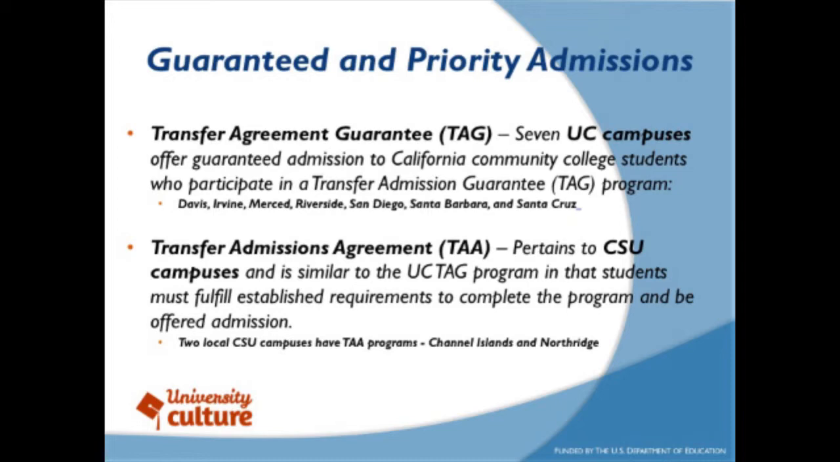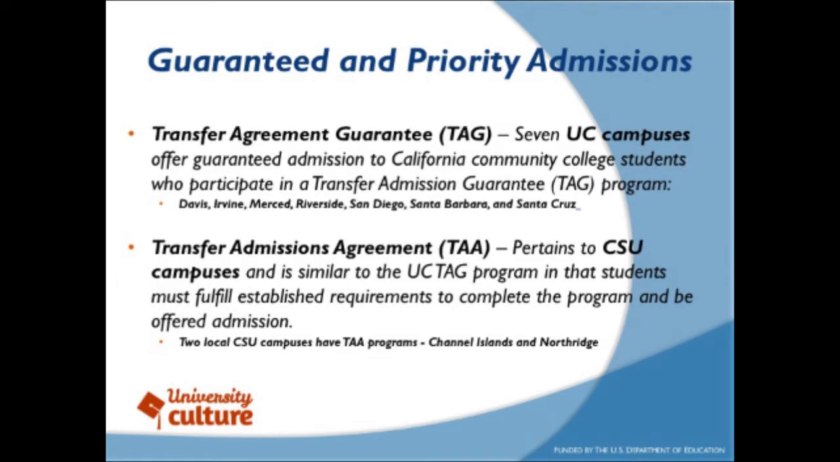There are 7 UC campuses that offer guaranteed admission to California community college students who participate in a Transfer Admission Guarantee, or TAG program. As a participant, you will receive an early review of your academic records, early decision notification, and specific guidance about major preparation and general education coursework. Next is a Transfer Admission Agreement, also known as a TAA. It pertains to CSU campuses and is similar to the IGETC program. Students must fulfill established requirements to complete the program and be offered admission.